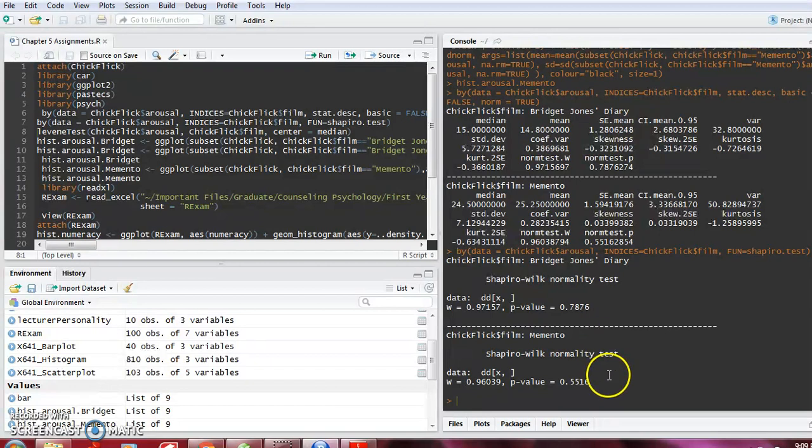Now Memento is also not significant. So here, looking at our p-value of 0.5516, this indicates that our distribution of data is not significantly different from the normal distribution. So once again, we can assume normality. Yay.